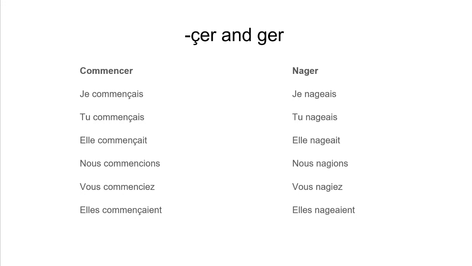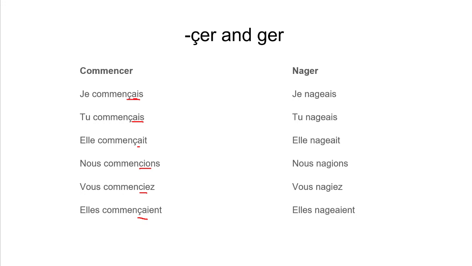Okay, so if you remember that the point of this idea is to make the S sound where the C would otherwise make the K sound, then you'll be okay, because here we have it. Je commençais, because of the A here. Tu commençais, elle commençait. Here there's no cedilla because it's in front of an I. And here it's back because it's in front of an A again.